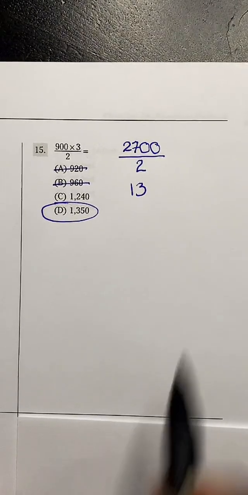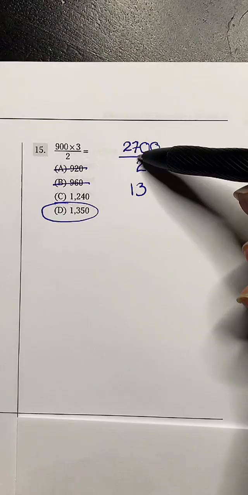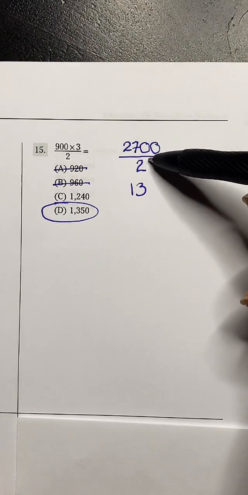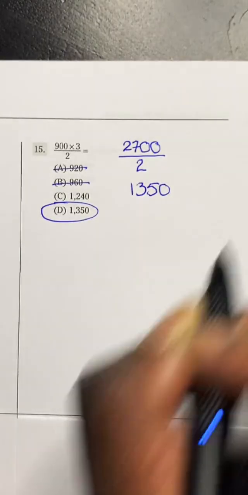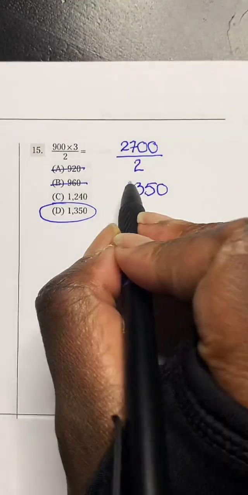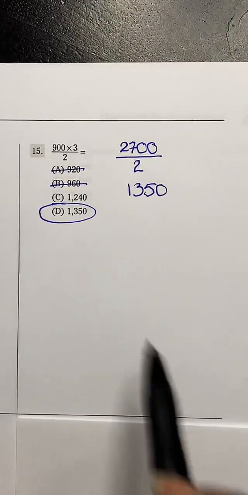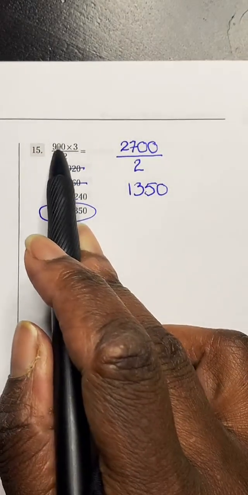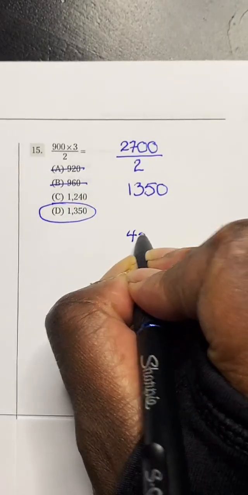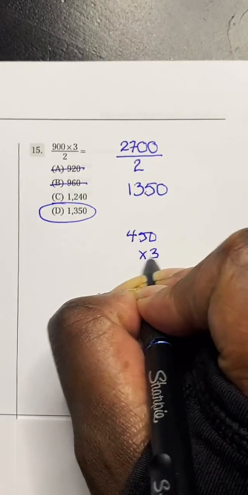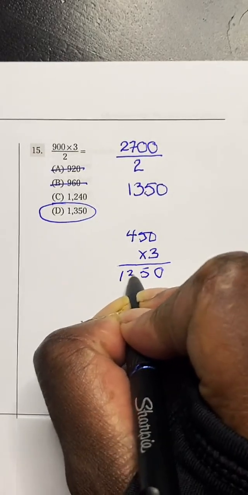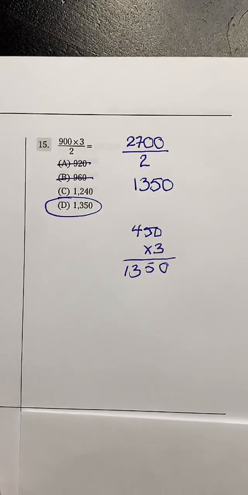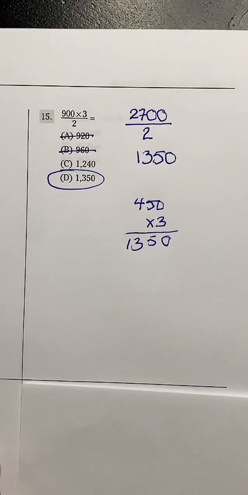Okay, if I want to keep going, I know that 7 minus 6 will give me 1, bringing down my 0, that I got my 5, and then the 0 at the end. Yep. So you can do it that way, or you could take half of 900, which is 450, and then just multiply by 3. You could have done that as well. That will give you the same answer. 2 ways, same answer.